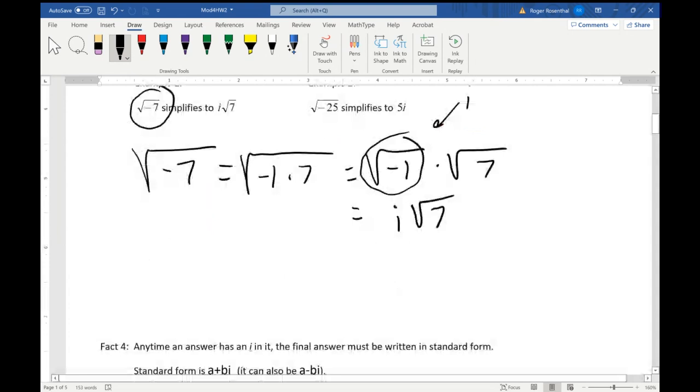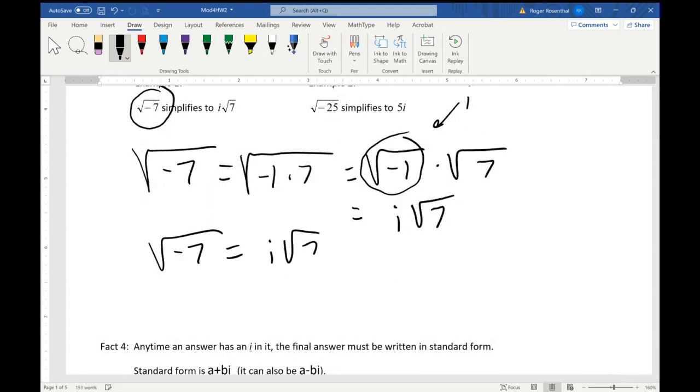So what do we conclude in this problem? We conclude that the square root of -7 turns out to be i times the square root of 7. That kind of thing will always work. In other words, if you have a negative inside of a square root, you can always take the negative outside of the square root and replace it with an i. That will always work.